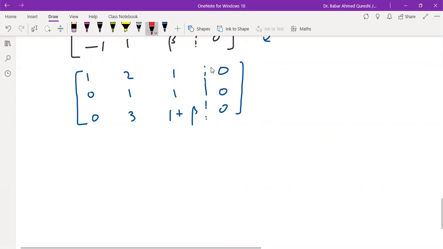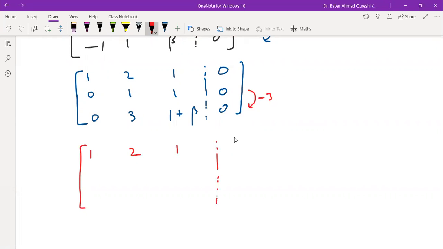Now I do -3. So this gives me 1, 2, 1, 0, 0. So now I have a -3 plus 1. So that gives me a -2 plus beta and a 0.